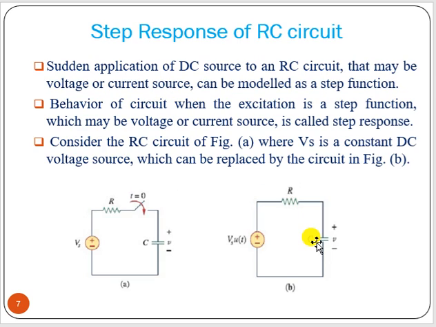Okay. So now let us consider step response of RC circuit. Certain applications of DC source to an RC circuit, that may be a voltage or current source, can be modeled as a step function. The behavior of the circuit when the excitation is a step function, which may be a voltage or current source, is called step response. And what is natural response? When there is no source connected, it is only dissipating the energy in the resistors, that is called natural response, and it goes to 0 always.